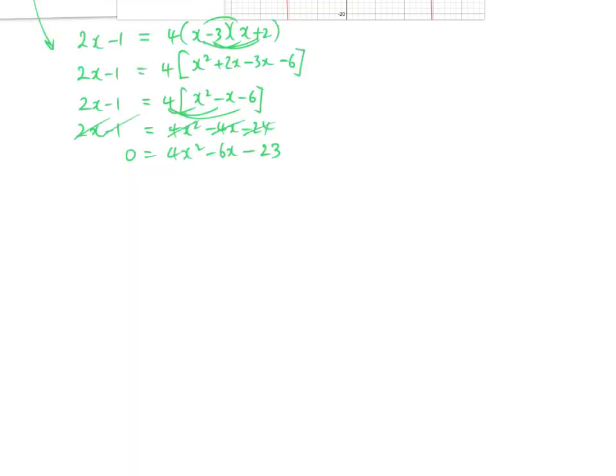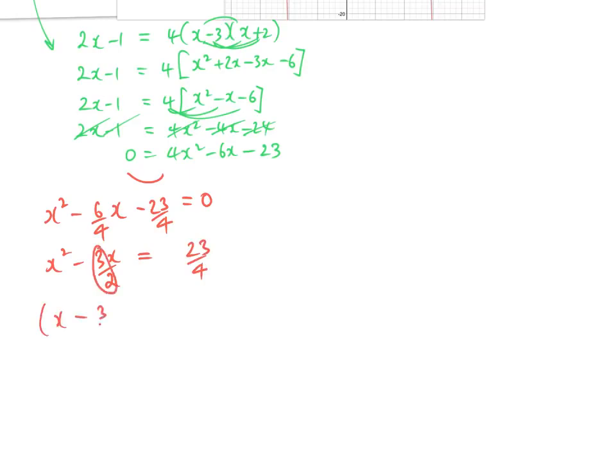From here you've got many different options that you can take now. I think one for me would be, I would probably do completing the square. So I'll divide everything by 4 and just switch the sides over. So I'd have x squared minus 6 over 4x minus 23 quarters equals 0, which is x squared minus 3x over 2 equals 23 quarters. I then complete the square here, so I want half as much of this, so it's 3 quarters, all squared, minus 9 sixteenths equals 23 quarters.